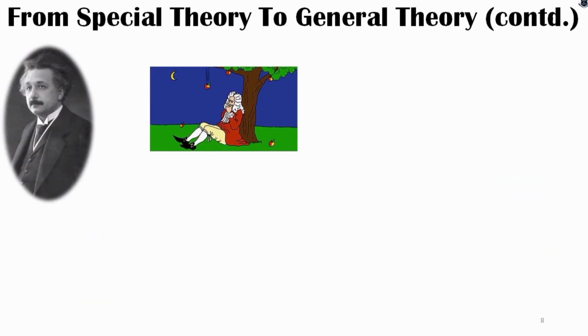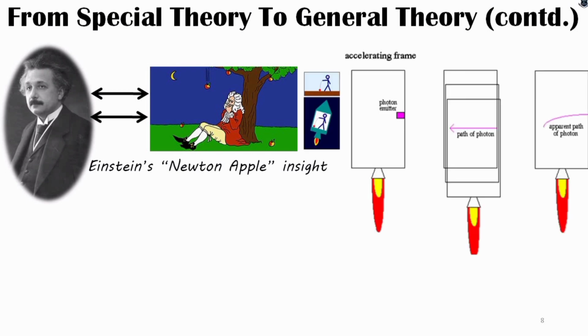Now, I would like to tell you that Newton's experience of the apple falling at his home at Woolsthorpe, and Einstein's revelation that there is no physical difference between an accelerating frame of reference and a gravitational field, is what I call Einstein's Newton apple insight. It is very, very important because this actually led to the new theory of gravity. Just as the falling apple led Newton to start working on gravity.